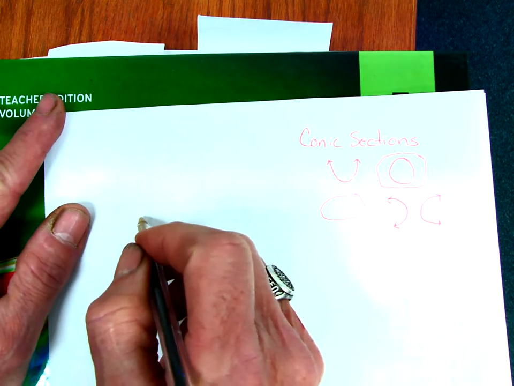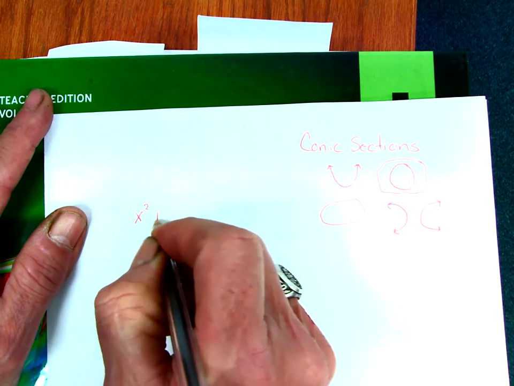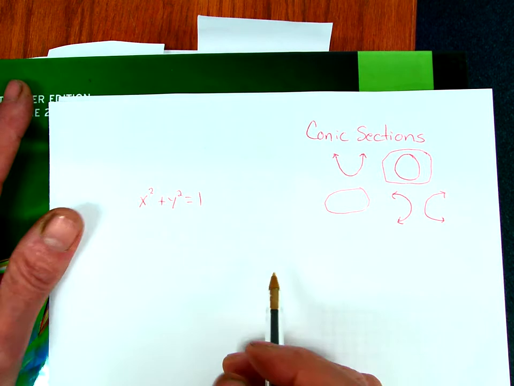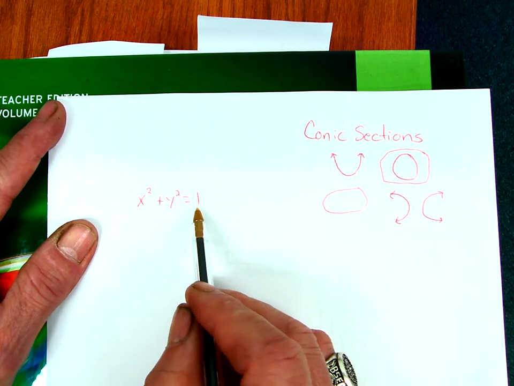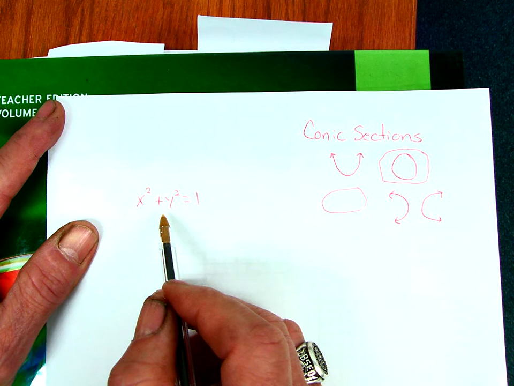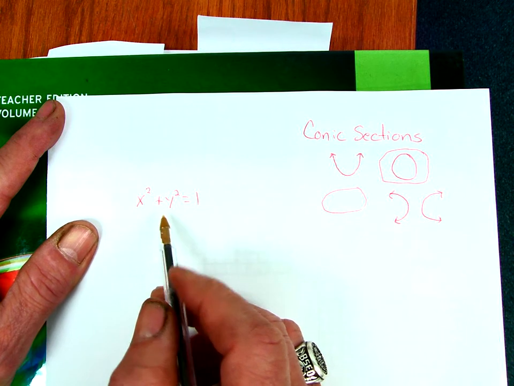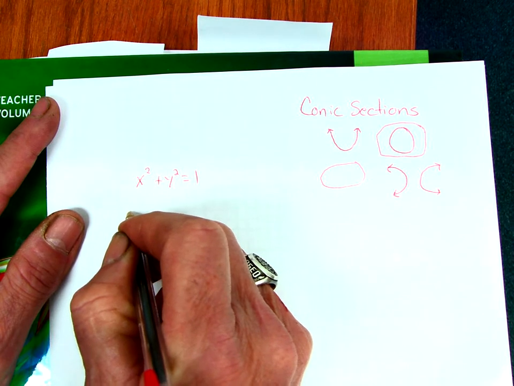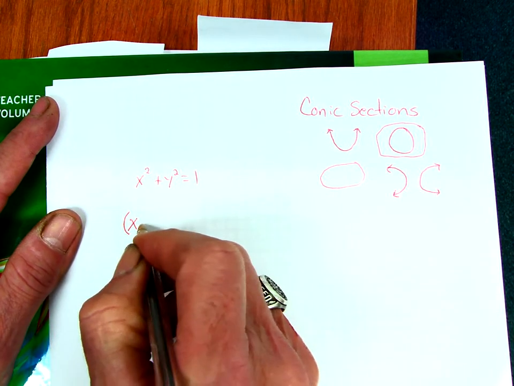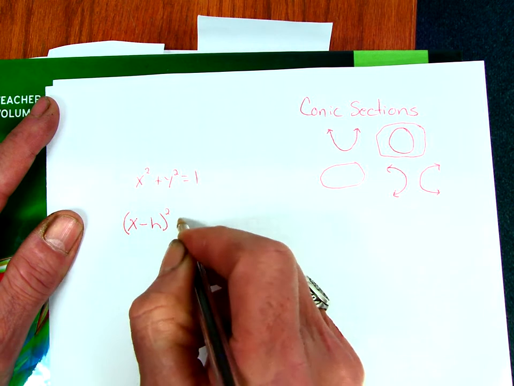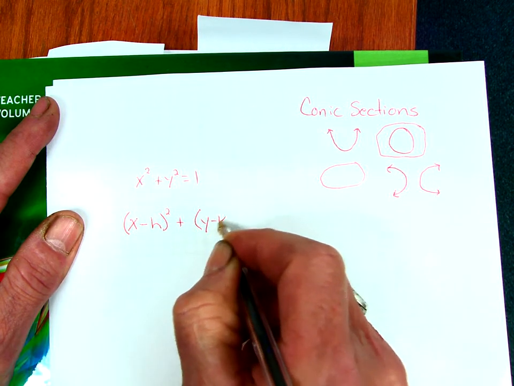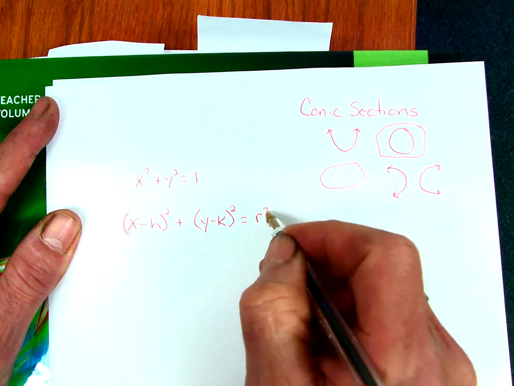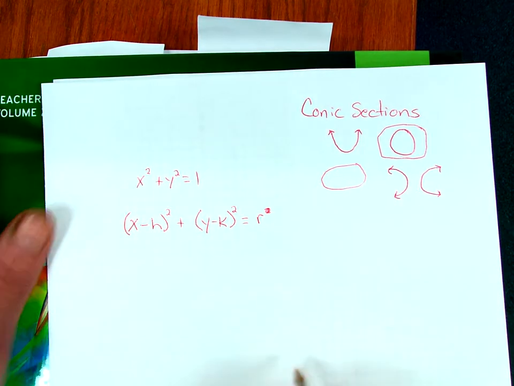The most common way that we see the formula for a circle is x squared plus y squared equals 1. This is a circle with a radius of 1 that has its center point at the origin, 0, 0. But here's the standard form, or the standard equation for a circle. It includes parentheses: (x minus h) squared plus (y minus k) squared equals r squared. All right?